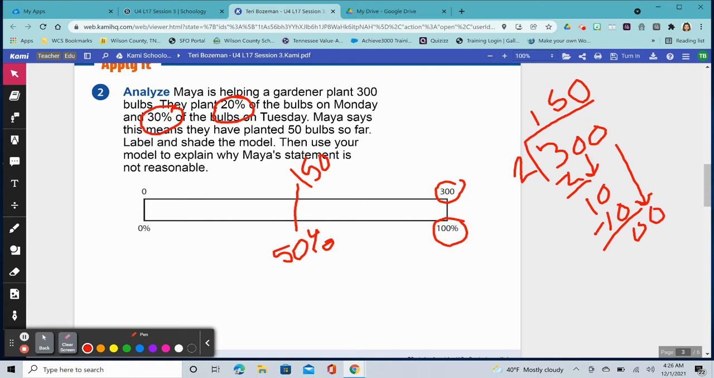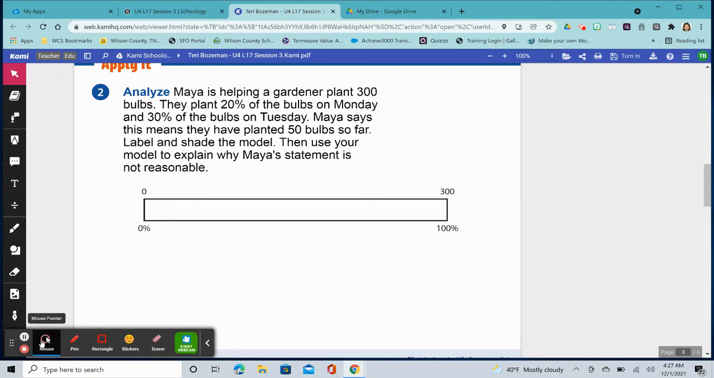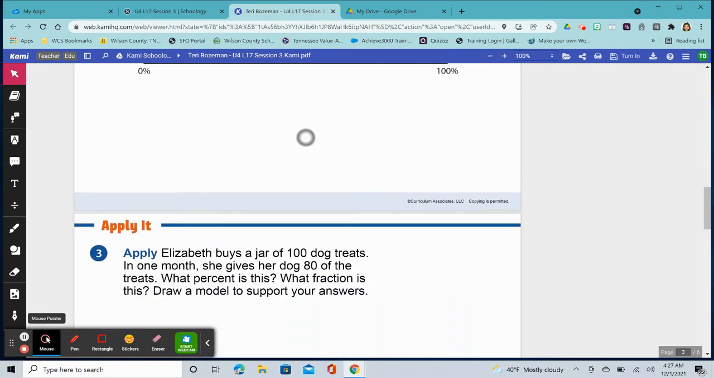So Maya's statement is not reasonable because 50% does not mean 50 bulbs. If the total is 300, that's what you have to look at. And you have to do 50% of 300, not 50% of the 100%. All right. So when you're calculating percents, remember, always look at that total, and that's what you're taking the percent out of. All right.